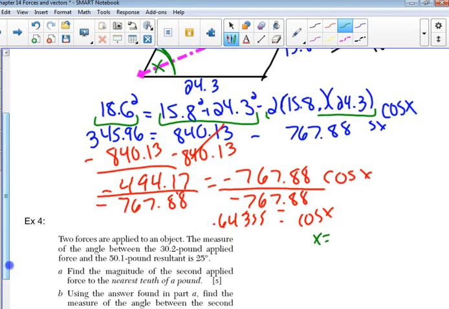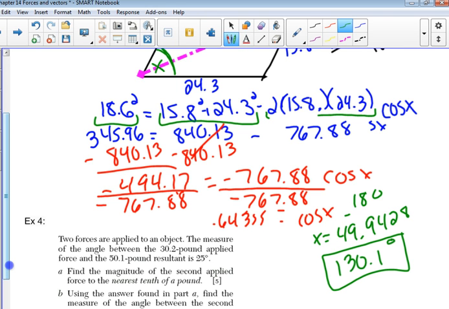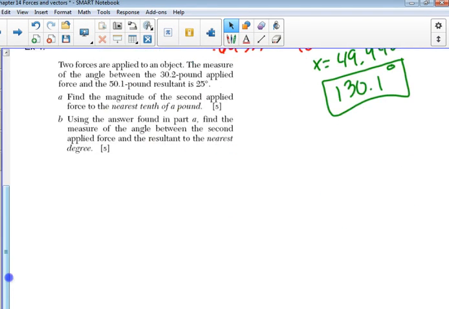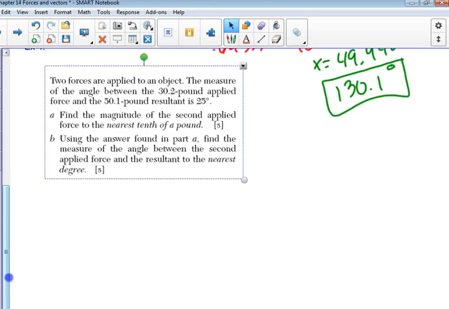X here is 49.94. Now, if you subtract this from 180, did you get 130.1? Good. Okay, this next one, I'm going to have you try to set up yourself. It's a two-part question.